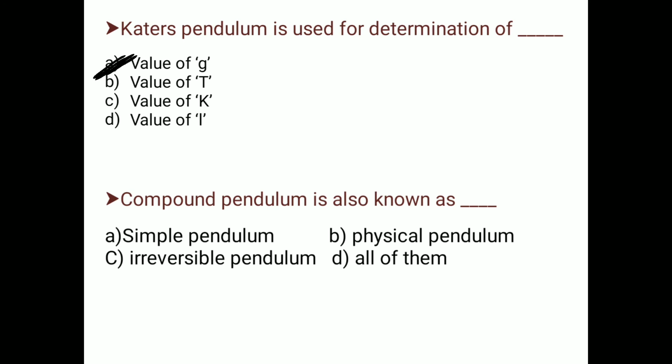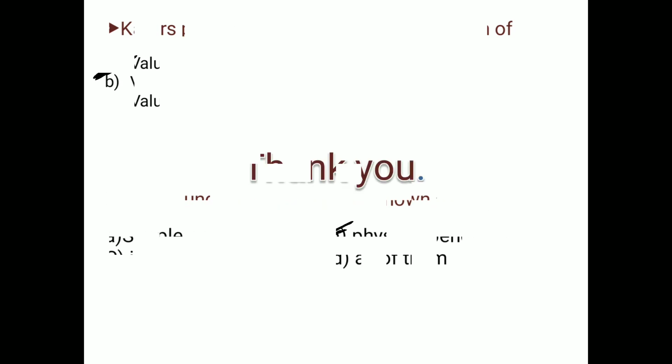And second, physical pendulum. Yes, another name of the compound pendulum is physical pendulum. And third, irreversible. No, a compound pendulum is sometimes a reversible pendulum, so it is not an irreversible pendulum, and all of them is also not the correct option. So the correct option is second. Compound pendulum is also known as physical pendulum, right? Another name of compound pendulum is physical pendulum.